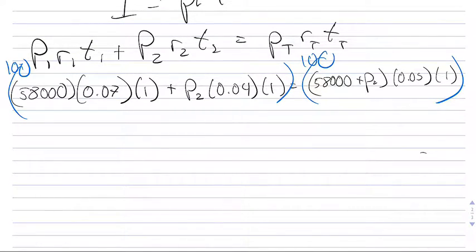Now when we do this, we're going to distribute. This is going to get multiplied by 100. This is going to get multiplied by 100. And this will get multiplied by 100. So you just got to distribute. That'll take a little bit of practice.